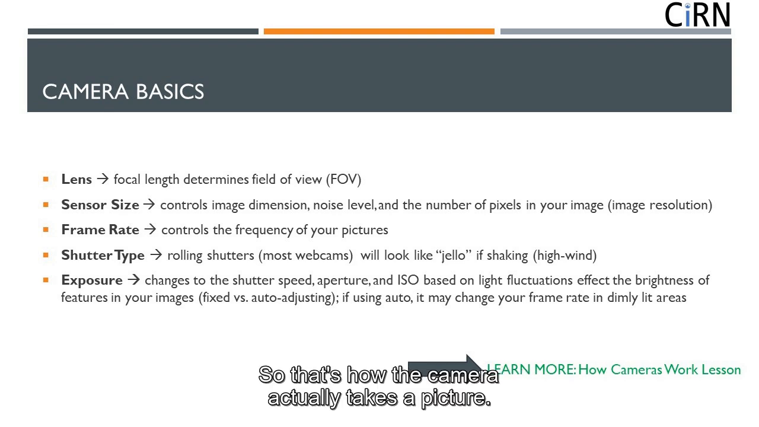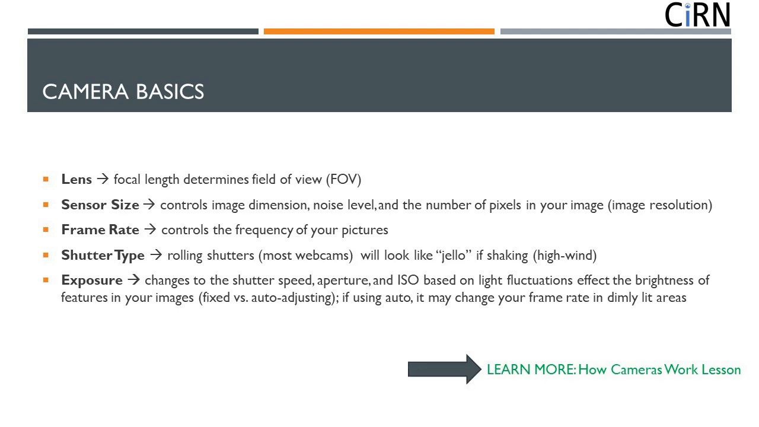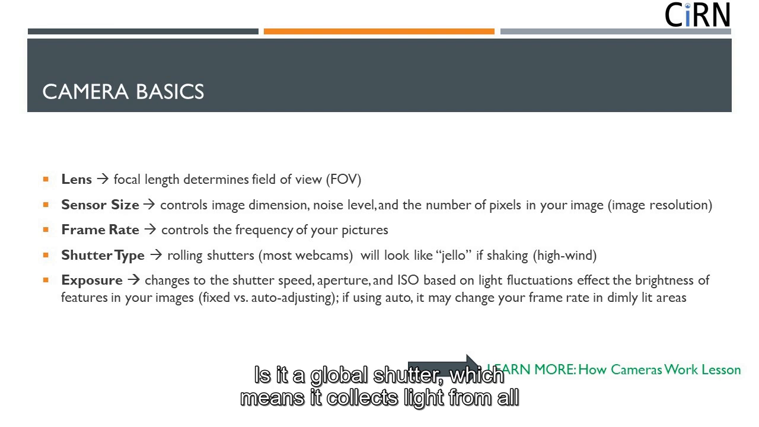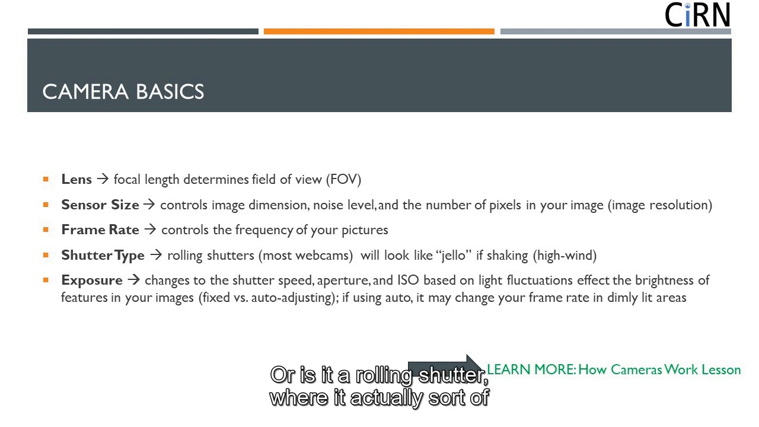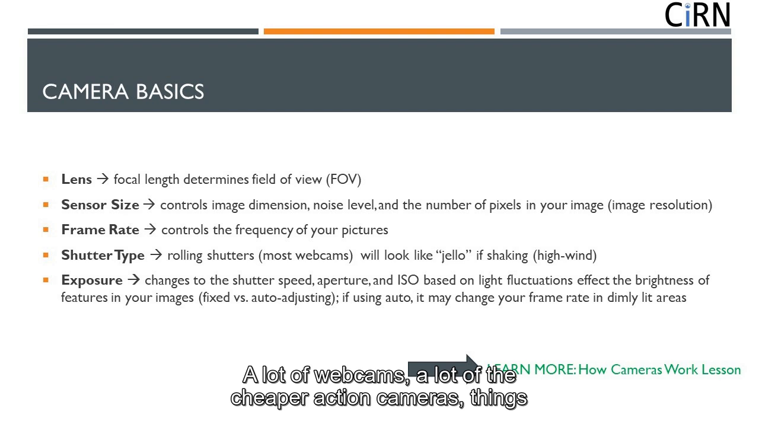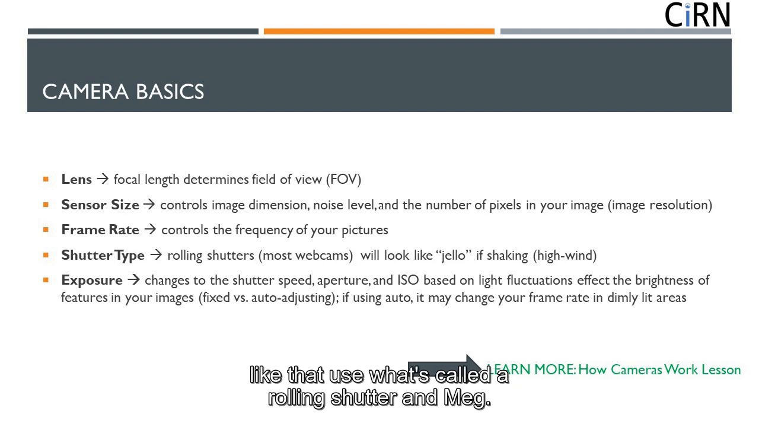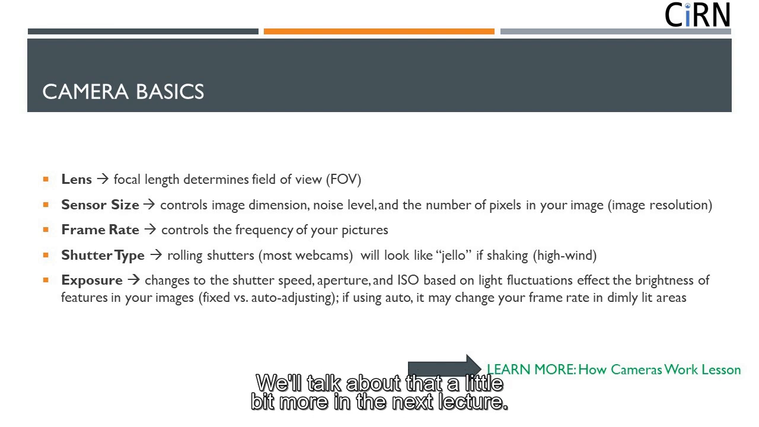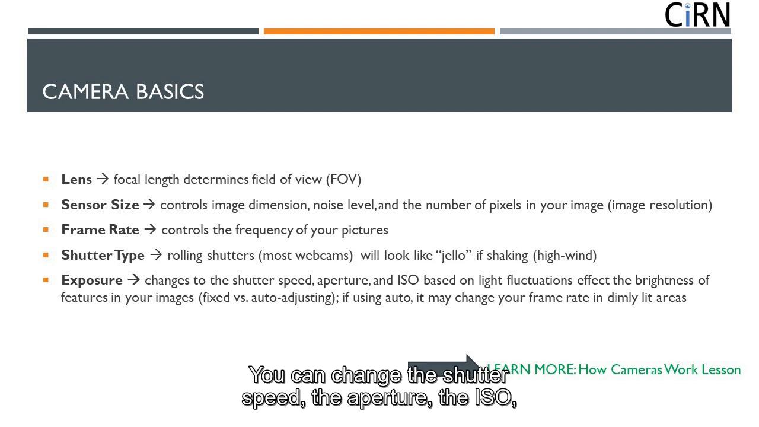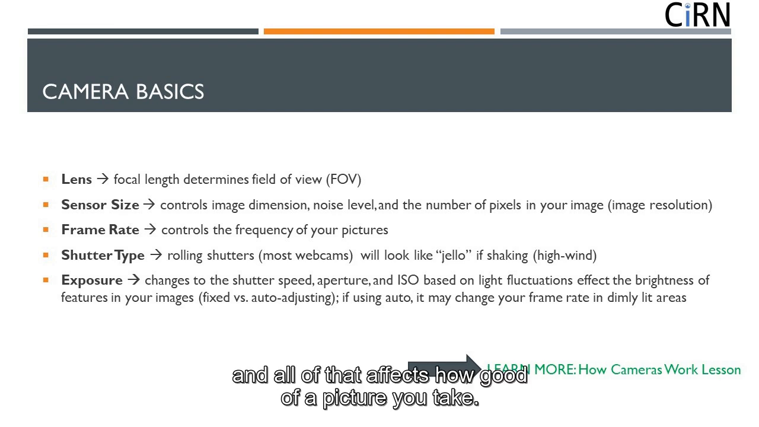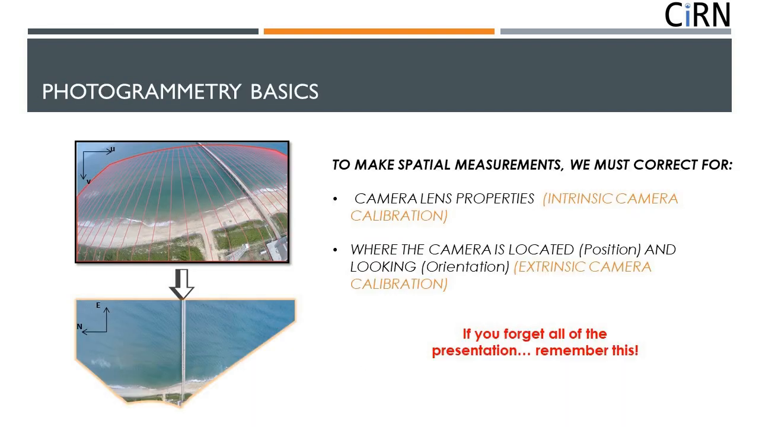Shutter type, so that's how the camera actually takes a picture. Is it a global shutter, which means it collects light from all those pixels at the exact same time, or is it a rolling shutter where it actually sort of streams through each row of pixels in your image? A lot of webcams, a lot of the cheaper action cameras, things like that use what's called a rolling shutter, and Meg will talk about that a little bit more in the next lecture. And then there are things like the exposure of the image. You can change the shutter speed, the aperture, the ISO, and all of that affects how good of a picture you take. Is it blown out and really bright white everywhere? Is it too dark? Things like that.